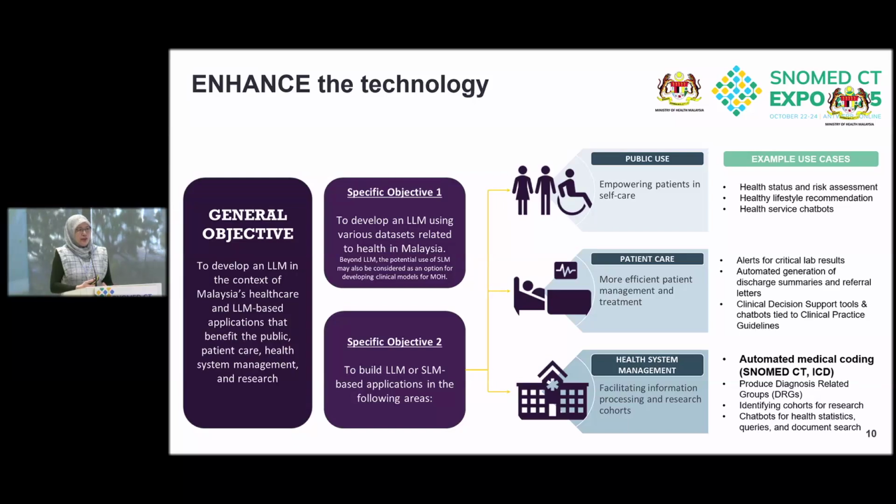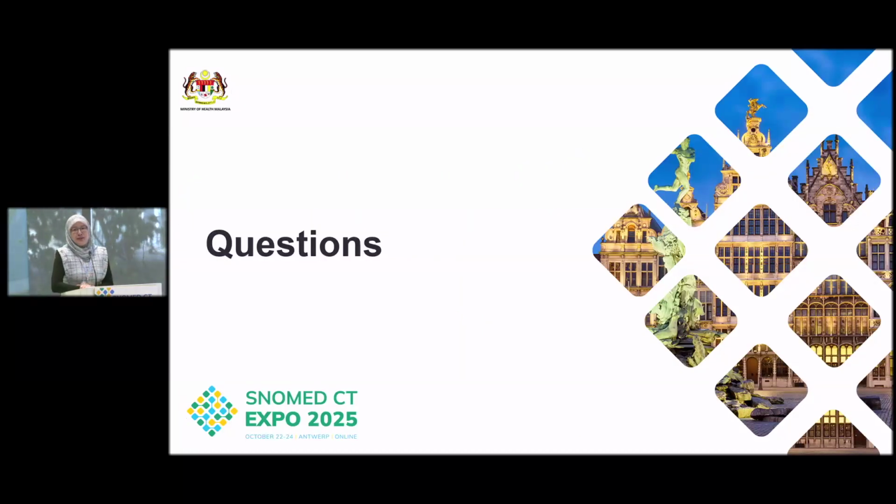But of course, if you can build an application that targets patient care, the impact will be huge. But of course, there's a lot more detailed work on validating, making sure it's safe. So that's the work that we're doing. Hopefully, we've got some more news next year that we can share. So that's it from me. Thank you so much.